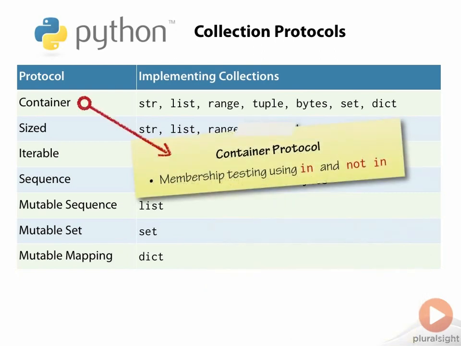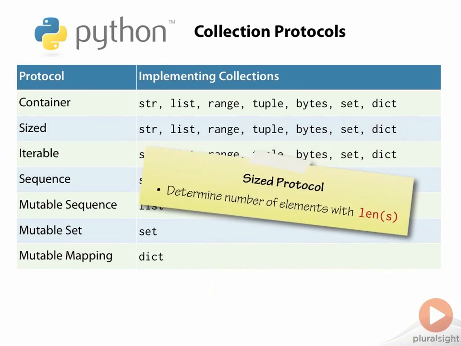The container protocol requires that membership testing using the in and not in operators be supported. The sized protocol requires that the number of elements in a collection can be determined by passing the collection to the built-in len function.